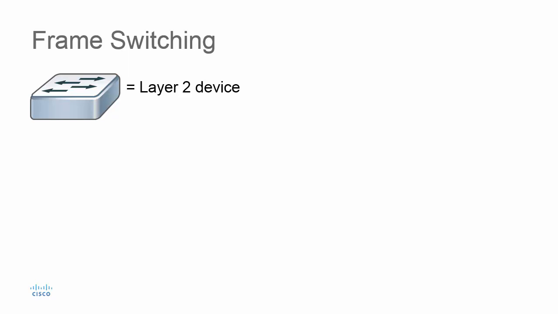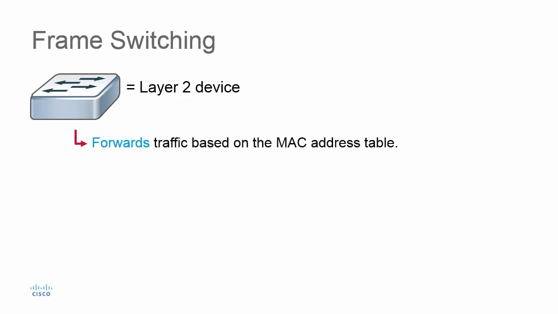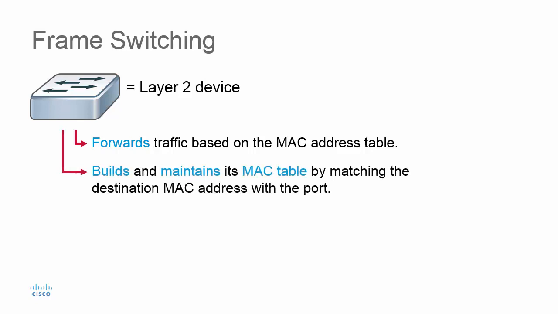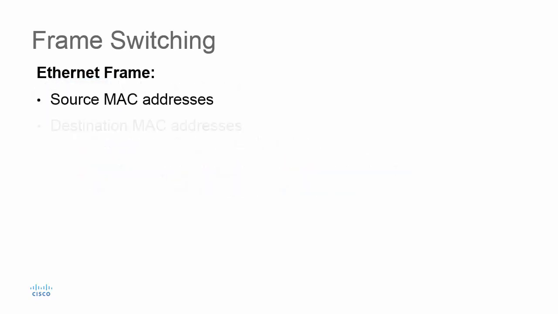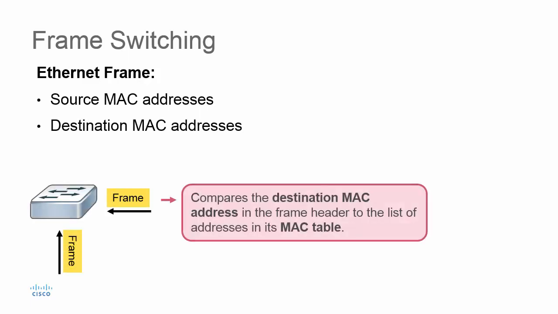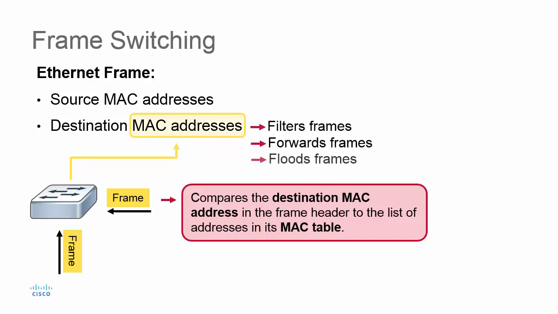A switch is a layer 2 device that forwards traffic based on the MAC address table. The switch builds and maintains its MAC table by matching the destination MAC addresses with the port that is used to connect to that particular node. As you probably recall, each Ethernet frame contains a source and destination MAC address. So, when a switch receives an incoming frame, it compares the destination MAC address in the frame header to the list of addresses in its MAC table. Switches then use the MAC addresses as they decide whether to filter, forward, or flood frames.